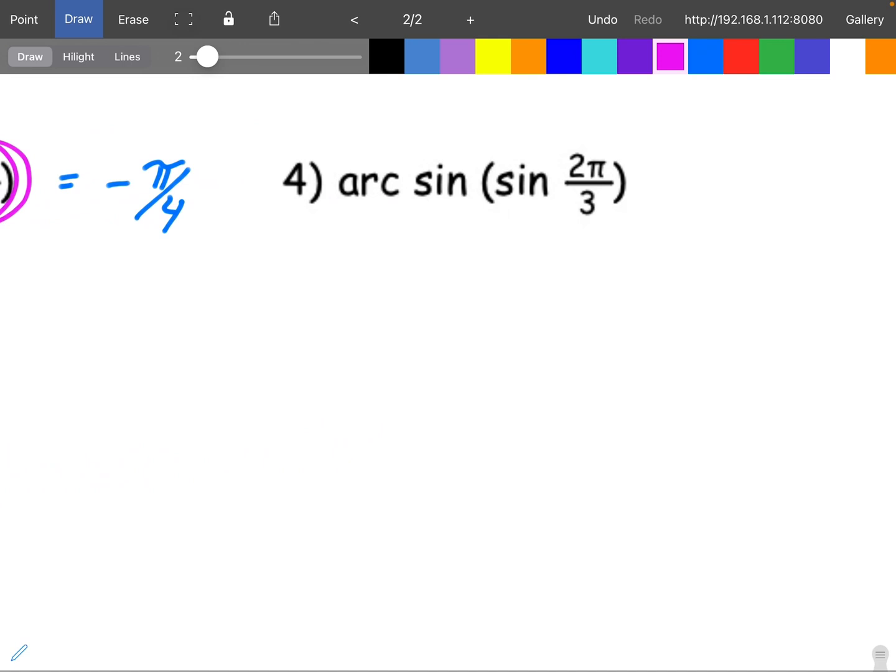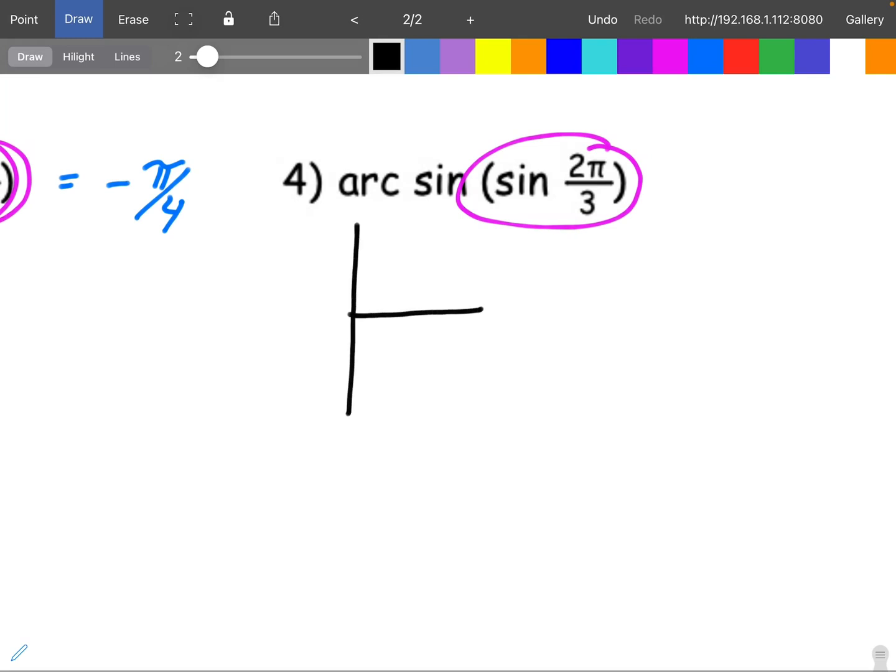Alrighty, next we have arcsine of sine of 2 pi over 3. So first of all, where in the world would this be? So we know that since we're going to do eventually arcsine, I'm only going to be looking at these two quadrants. So 2 pi over 3 would normally be over here. But that's a problem because that is not within our range.